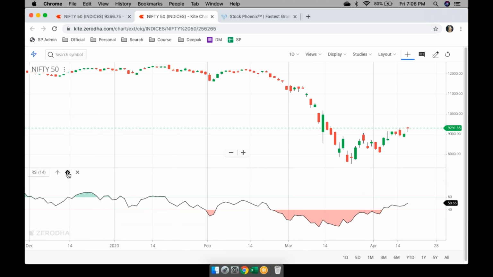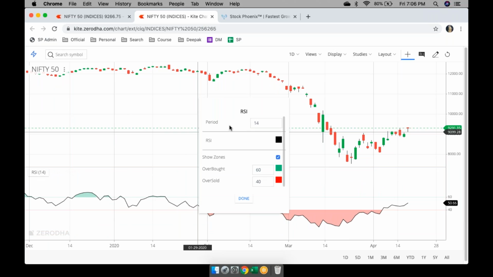And one more metric, just a minute. The RSI period should be 14. So that is like a 14-day chart it will calculate.